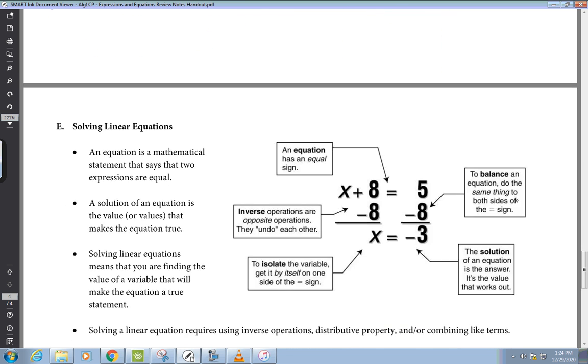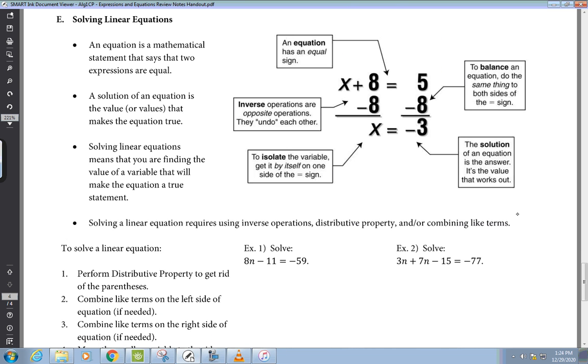So, the last review concept for this set of notes focuses on solving linear equations. Solving linear equations, big concept for Algebra 1. You need to know how to solve an equation in order to be successful in Algebra 1. That's pretty much a non-negotiable there.